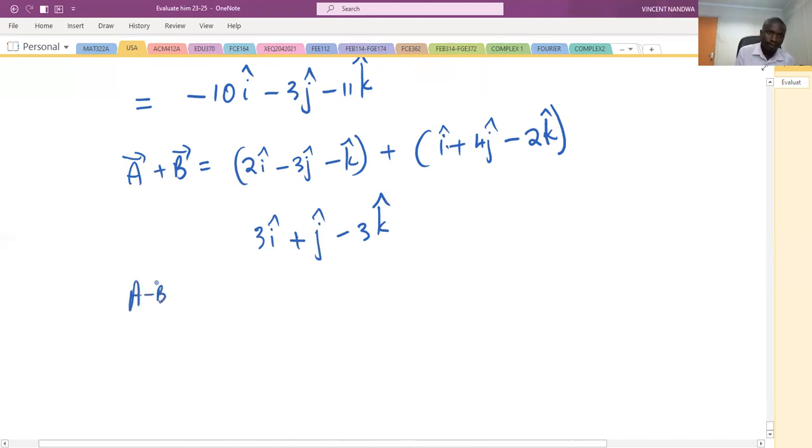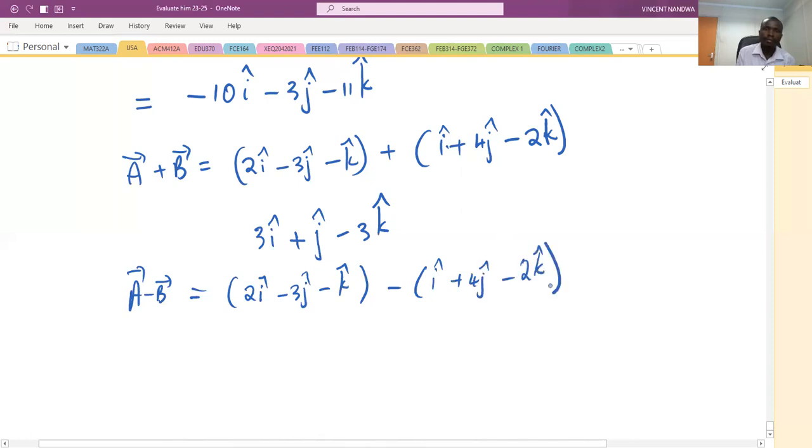A minus B will be 2i minus 3j minus k minus i plus 4j minus 2k. So 2i minus i gives us i, minus 3 minus 4, that's minus 7j, minus k plus 2k, so that would be plus k. So i minus 7j plus k.